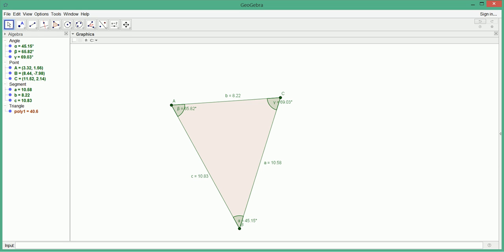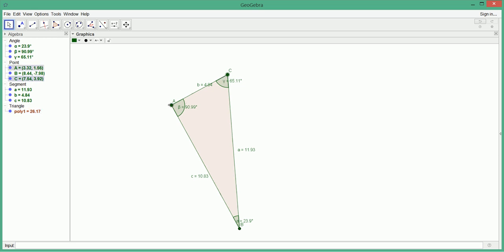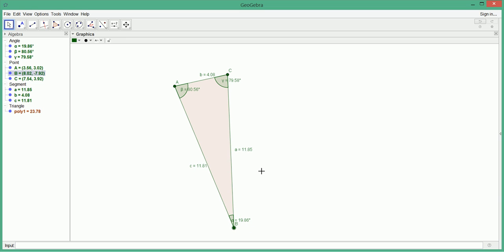Here I have a triangle, and I have the side lengths and the angle measurements. We can see the smallest side length is 4.08. That's the side AC, across from angle B, and the angle across from that is 19.86 degrees. You see that that's the smallest of the angles. So the smallest of the angles is across from the smallest side.